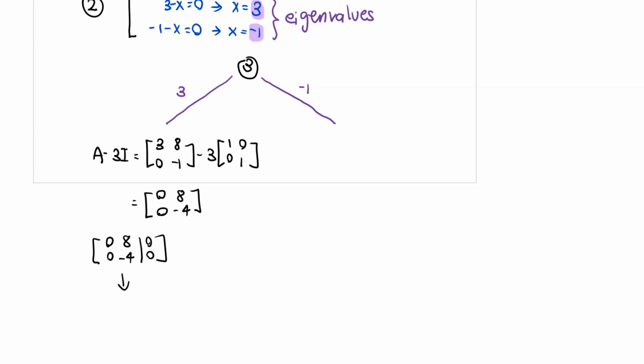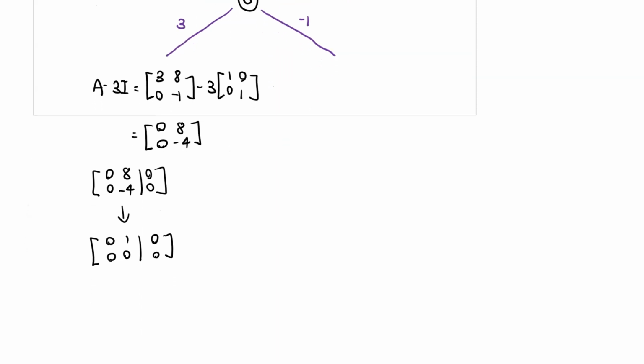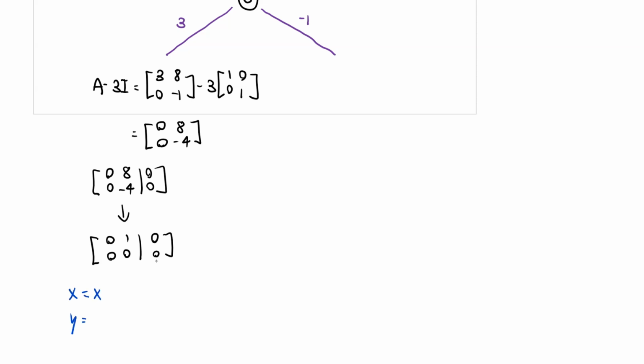Now I can row reduce this one. I divide the first row by 8, I get 0, 1, and then 0. And then I add 4 times this first row to the second row, and I eliminate that. So this is the reduced row echelon form for my matrix, and my solution is that my x can be anything, and then my y has to equal 0. So the solution is going to be x and 0, or I could write this as x times 1 and 0.